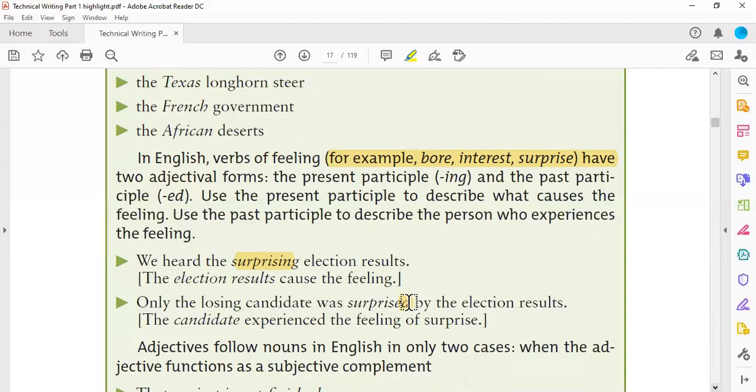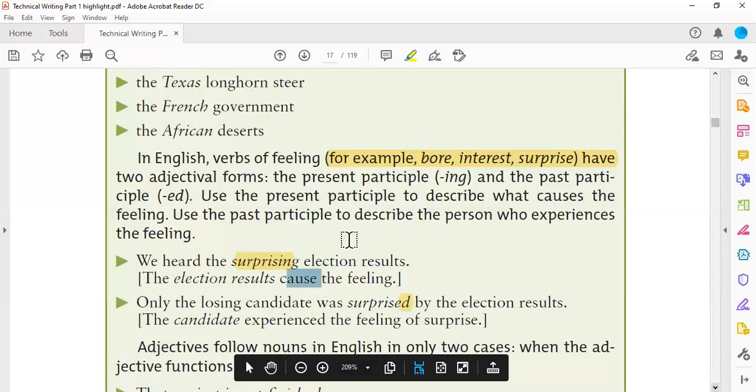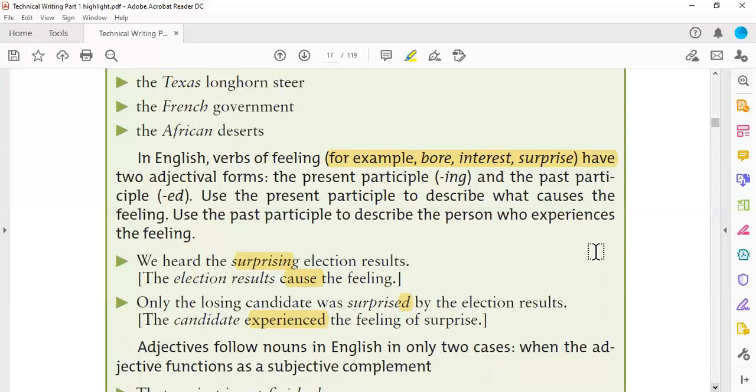So only the losing candidate was surprised. Why surprised? Because he received or experienced the feeling. So that is the difference between causing the feeling and experiencing the feeling. To cause the feeling, we use ing. To experience the feeling, we use ed. So an example: this class is interesting, okay? Interesting because the class causes you to be interested. But you as a person, you say, I am interested in this class. Why do we use ed? Because you experience that feeling.